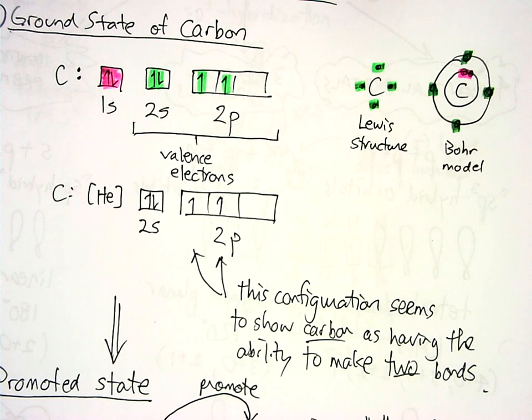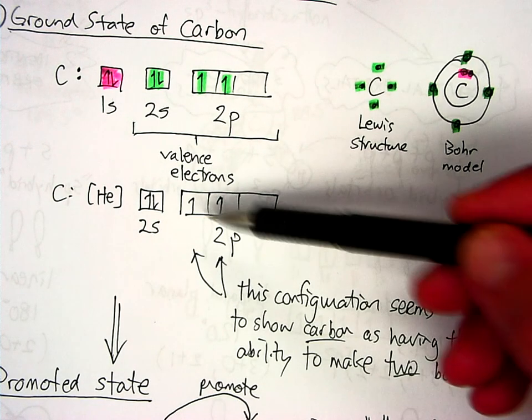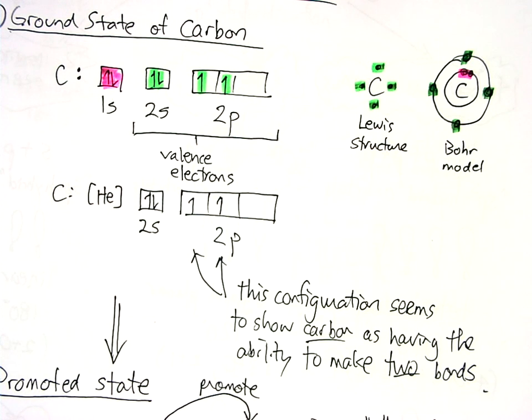This configuration seems to show that carbon has the ability to make only 2 bonds because we've only got 2 unpaired electrons. So we know that something else is at play when carbon forms bonds. It's not as simple as the electron configurations lead us to believe. So we know that in order for carbon to make its 4 bonds, it must have 4 unpaired electrons.